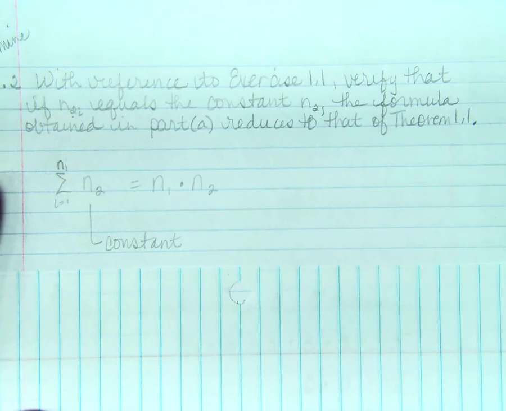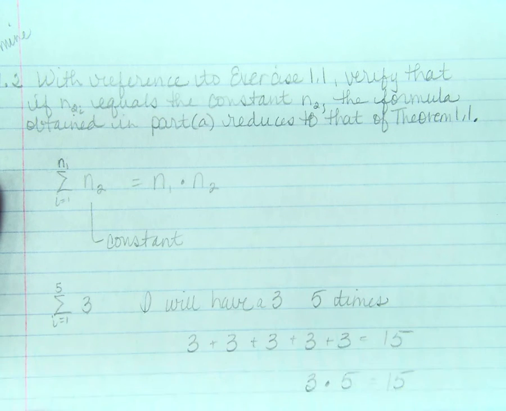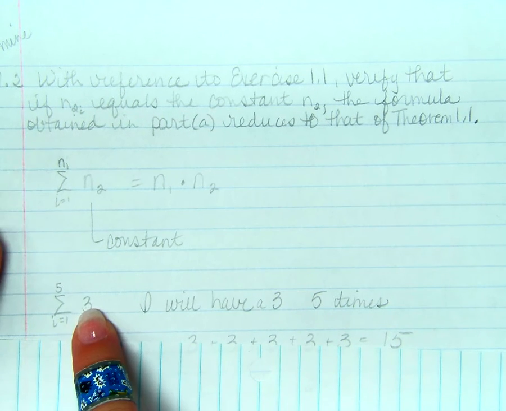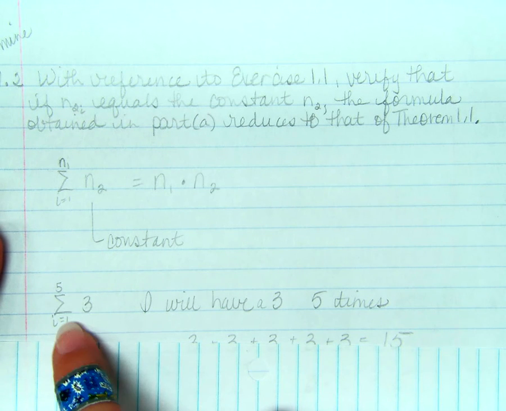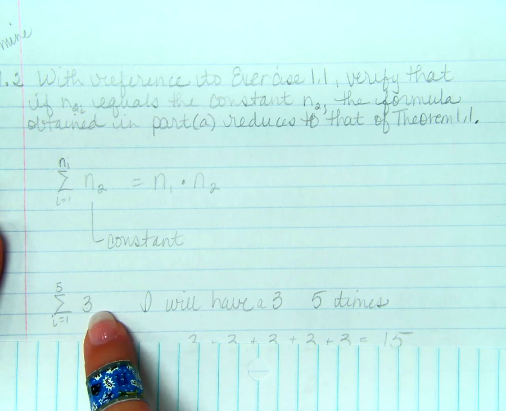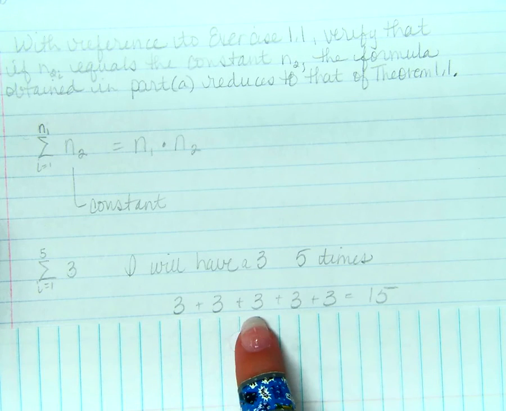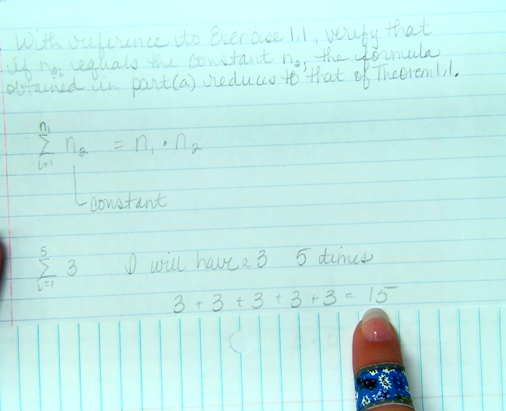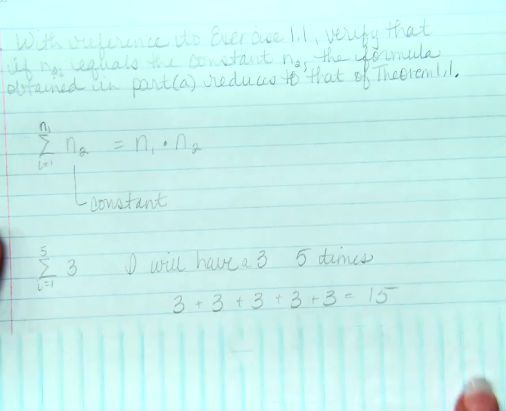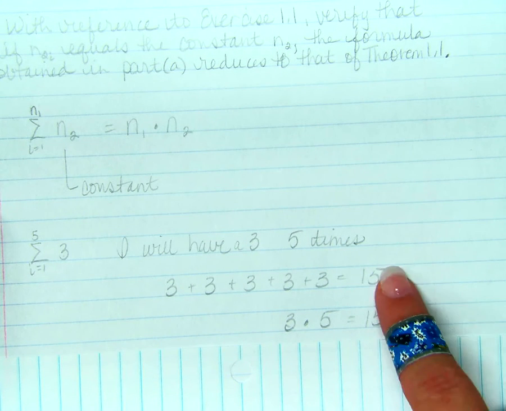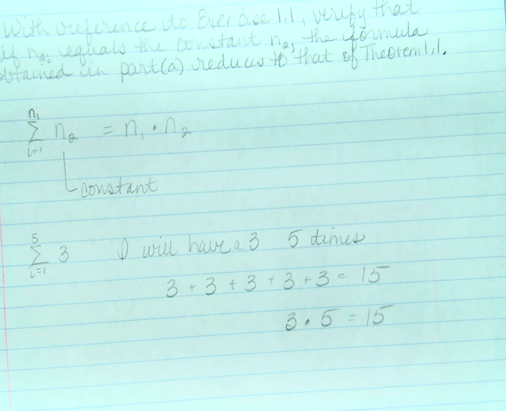But in talking with some of the other girls, what I decided to do is give myself an example. So if I used 3 as my constant and I wanted to have it 5 times, then I would have the sum from 1 to 5 of 3. So I will have 3 five times: 3 plus 3 plus 3 plus 3 plus 3, and that equals 15. And if I use the formula n sub 1 times n sub 2, that would give me 3 times 5, and those two are equal. So I think that is the correct answer for number 2.